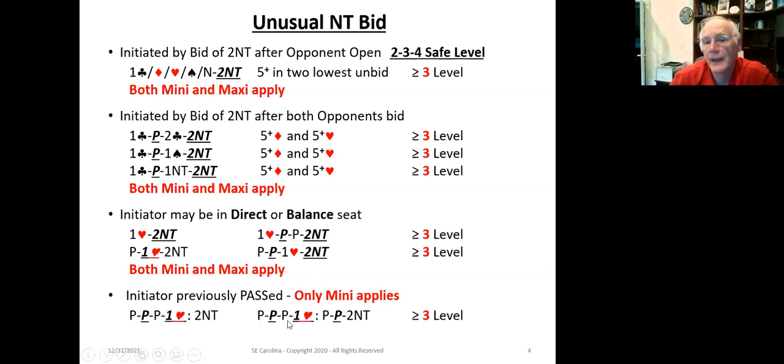So we've got pass, one heart, pass, and then you in the third seat jump in and bid two no trump. In this one case, again, you'd be showing 5+ clubs and 5+ diamonds, and a 2, 3, 4 result of greater than or equal to 3.